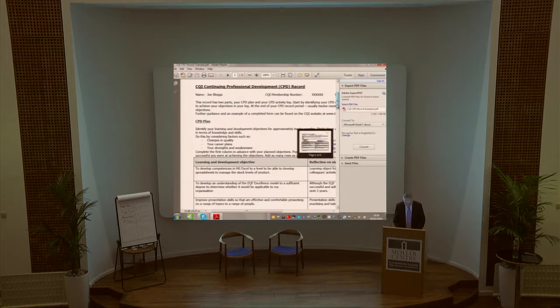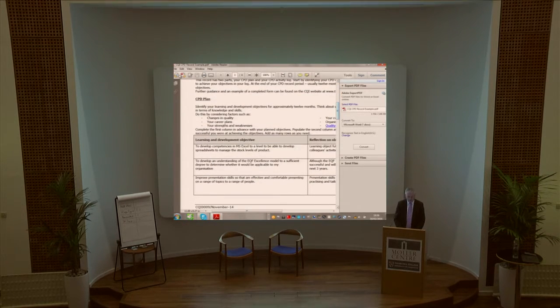So I'm just going to go through some headings. Okay. CPD plan. So the first thing that we ask you to do is to think about these learning and development objectives. These are the headline items. So in this case, the individual has decided they want to develop competencies in Microsoft Excel to a level where they're able to develop spreadsheets to manage the stock levels of products. Okay, that's what they're trying to set out to do.